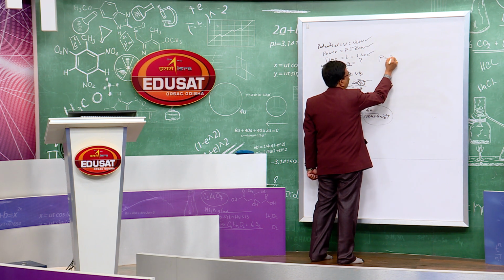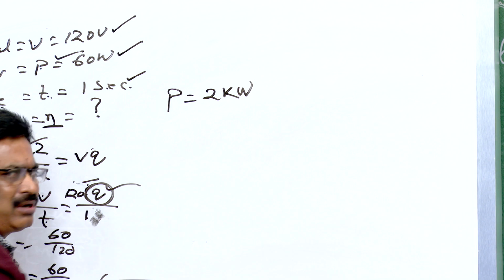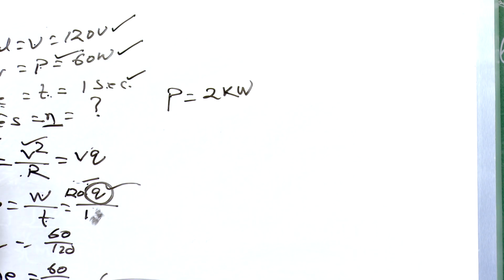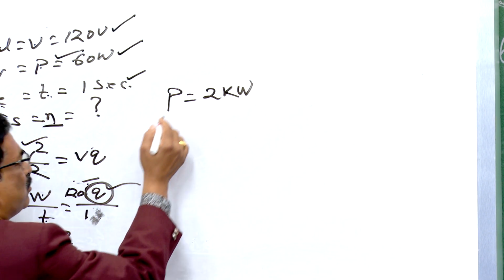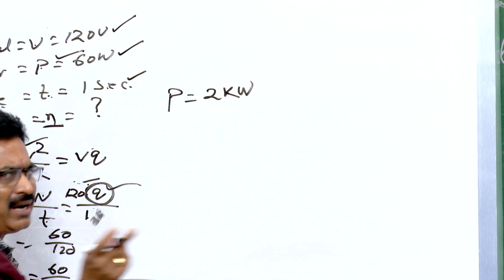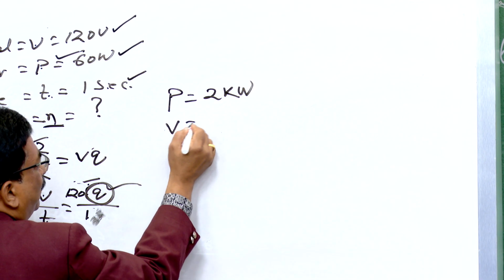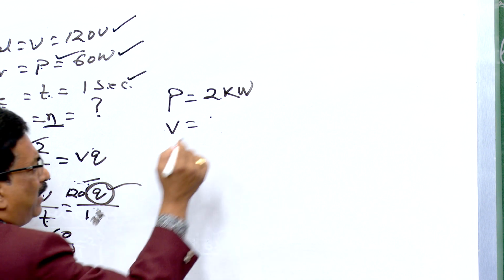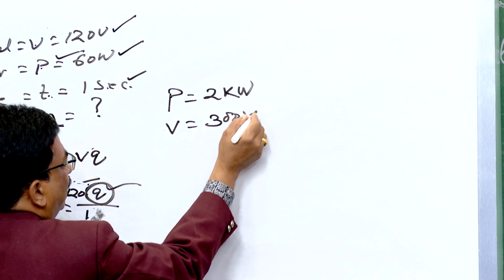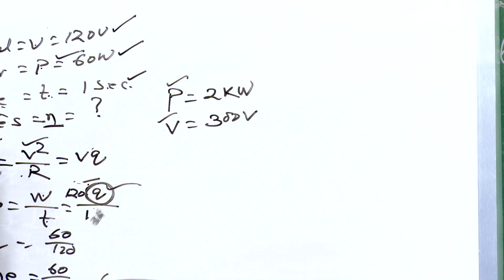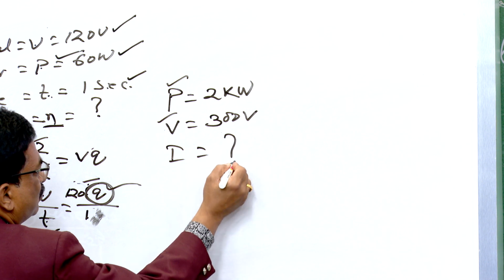So, the power is equal to 2 kilowatt and it is connected to a 300 volt DC supply. So, V is equal to 300 volt. P and V are given, and we have to calculate the current through it. Current means I is equal to question mark.